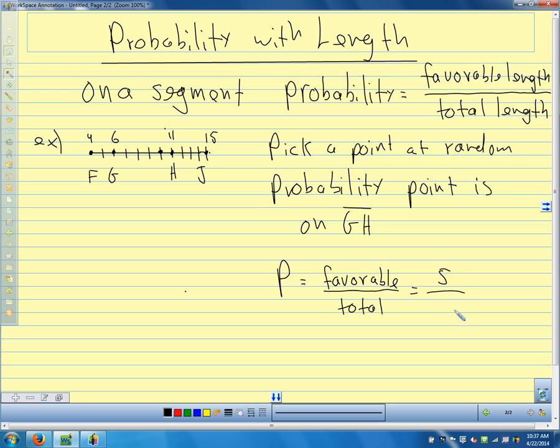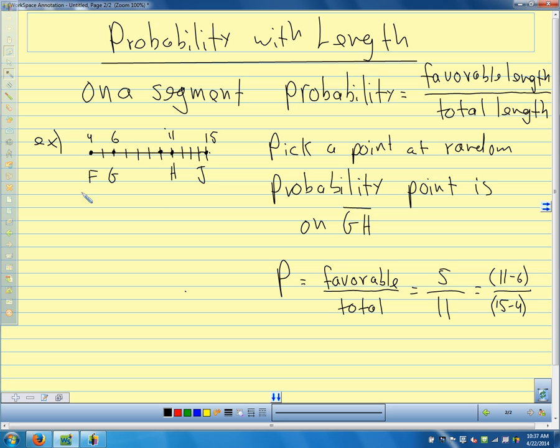What's the total length? 11. So I could count from 4 to 15. The other way I could do this is the same as doing 11 minus 6 over 15 minus 4. So I take the big minus the small, that tells me the length. So my probability is 5 over 11. That if I picked a point at random on this segment, the point would be on segment GH. So that's all there is to it.